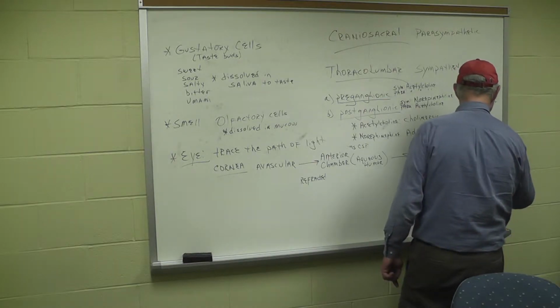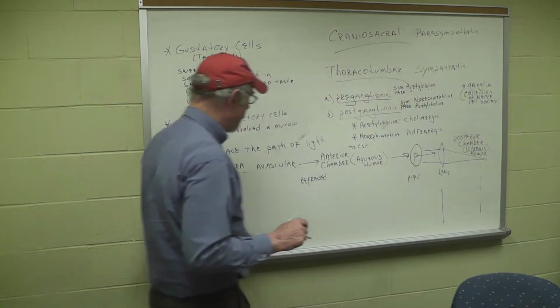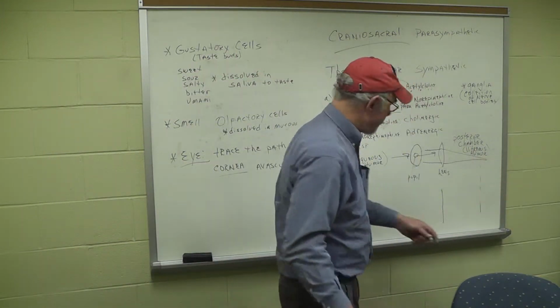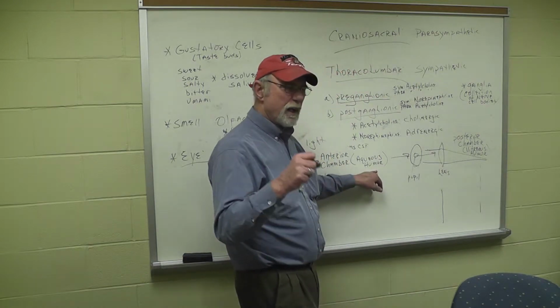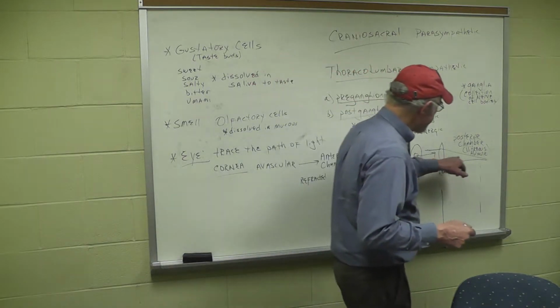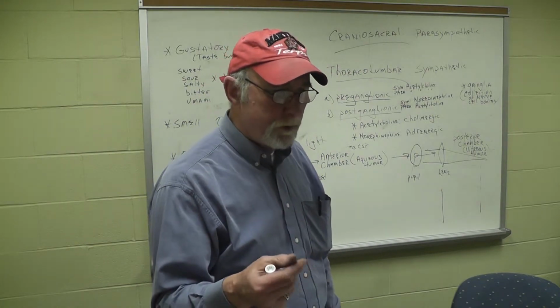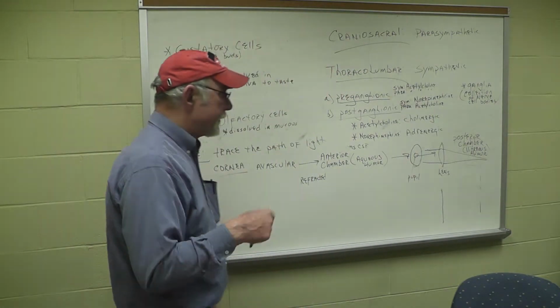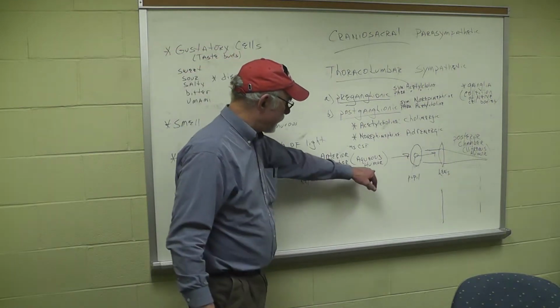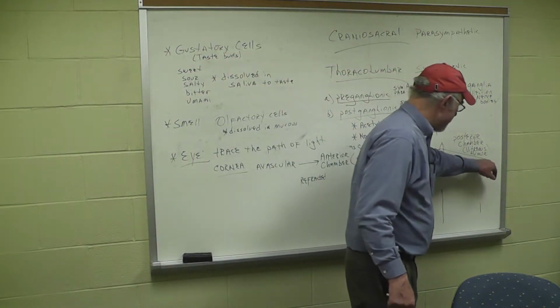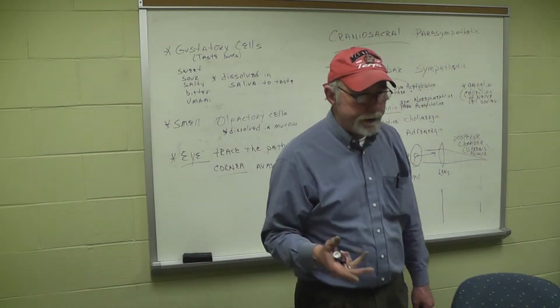Now, a difference between aqueous humor and vitreous humor. One is the consistency. The aqueous humor is more like water. The vitreous humor is more like a really thin jello. Okay? Another difference is the aqueous humor we continuously produce. The vitreous humor, by the time we're an adult, that's all we're going to get.